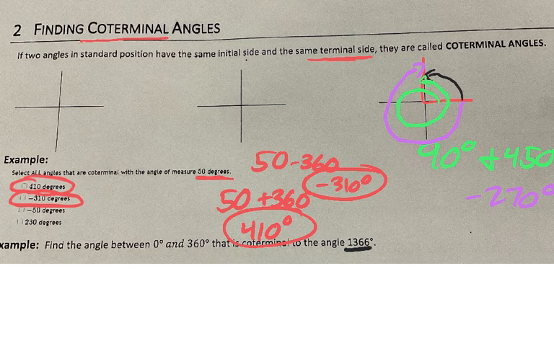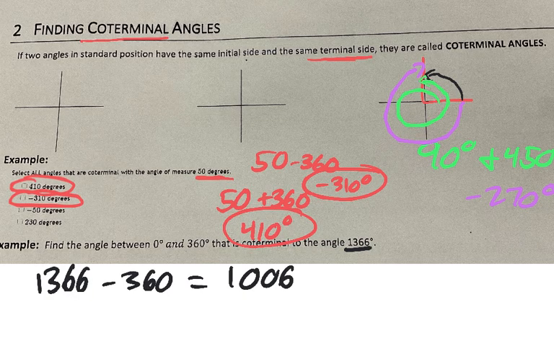I want to find the coterminal angle that is between 0 and 360. So that means I've gone too far right now, right? I'm at 1366, so subtract 360. That gives me 1,006. Is that between 0 and 360? No. So I subtract 360 again.